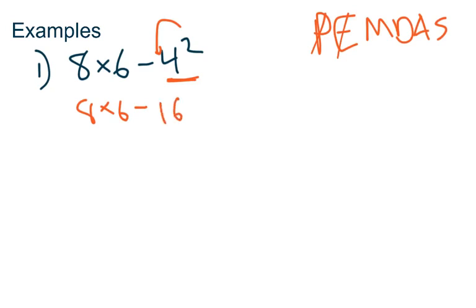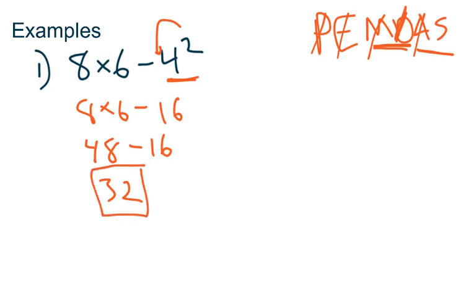Now I'm going to move along. I have to do multiplication and division. I'm looking at both of these. As it stands right now, there's no division, so I don't have to worry about that, but there is multiplication. So I will have 8 times 6, which is 48, minus 16. Now I've taken care of that. Finally, I'm at the addition-subtraction phase. There's no addition, but there is subtraction. And so I have to do 48 minus 16, which is 32. And that's how we use order of operations. Let's take a look at another example.